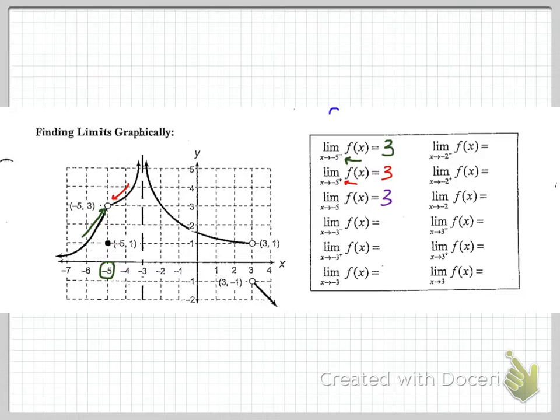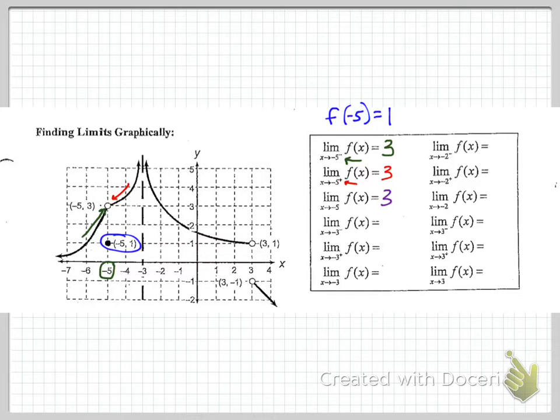I want you to notice something, however. The function at -5 does not equal 3. You see the function at -5, there is a hole there, or rather an open circle at the point (-5, 3). The function is actually filled in down there at (-5, 1). So the y value at -5 is 1. This is a case where the limit exists, but the limit does not equal the value of the function at that point, and that can happen. That's fine.